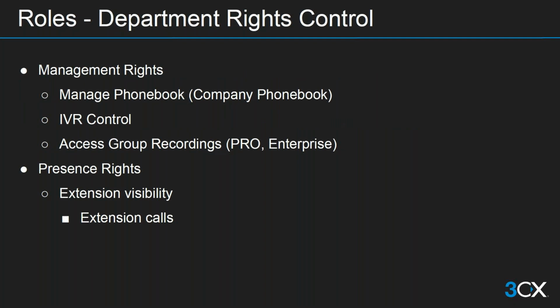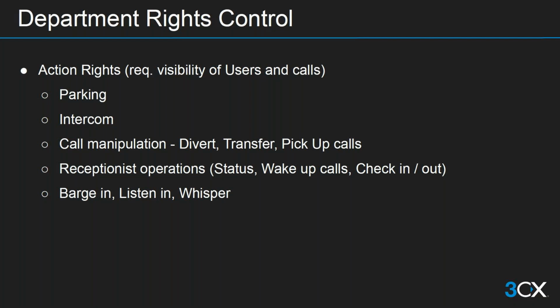Then department rights control, management rights. You can manage the phone book, the company phone book, IVR control, access group recordings, which requires a Pro or Enterprise license, presence rights, extension visibility and extension calls. Further rights: we have action rights, which require visibility of users and calls. Parking, intercom, call manipulation, for example divert, transfer, pickup calls, receptionist operations, status, wake up calls, check in, check out, barge in, listen, whisper.